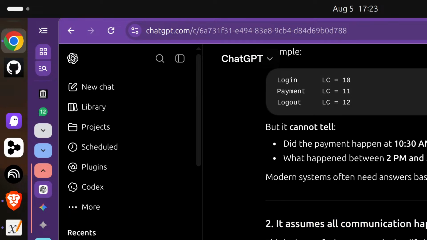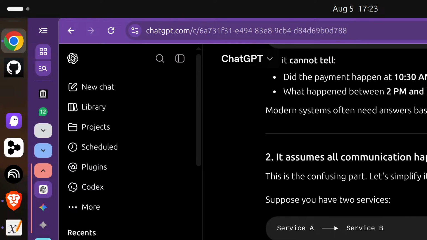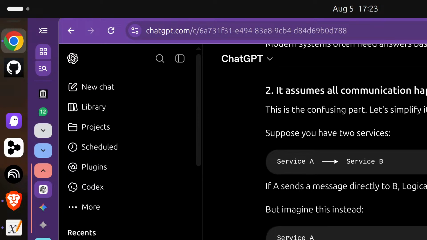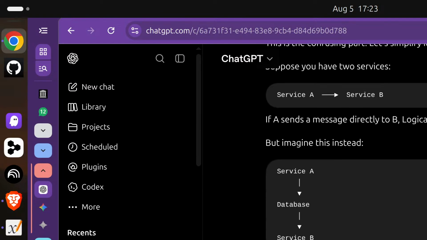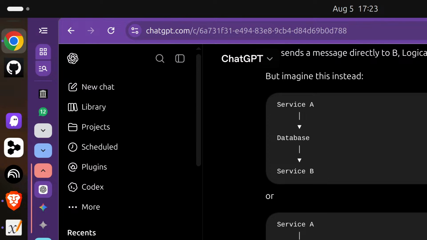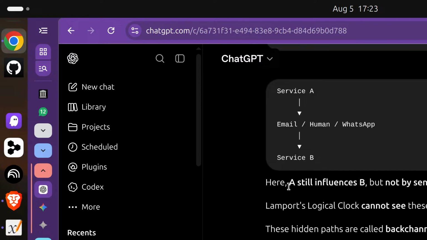Okay. Suppose you have two services, service A and service B. If A sends a message directly to B, a logical clock can track it. But imagine this instead. Service A updates a database and service B reads from the database. Or service A sends an email, then WhatsApp or something like that, to service B. Here A still influences B, but not by sending a direct message. Lamport clock cannot see these indirect communication paths.